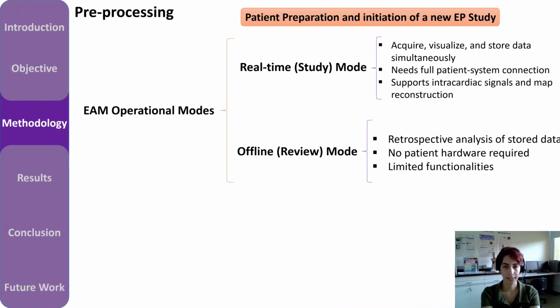And all of the systems have 2 different modes: real-time or study mode and offline or review mode. So when we want to start a new study, we should use real-time or study mode, because all of the connections of the patient should be correct and we should make a correct relation between the hardware part of the system and the software to be able to use the system. And offline or review mode is just recording the data to use them for analysis later.